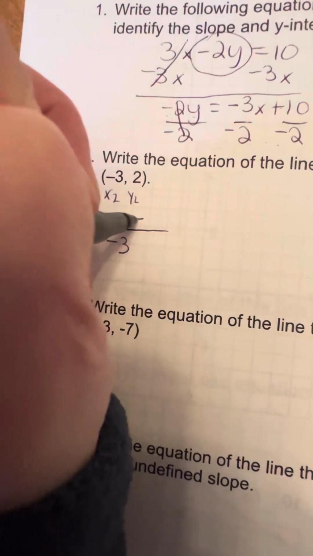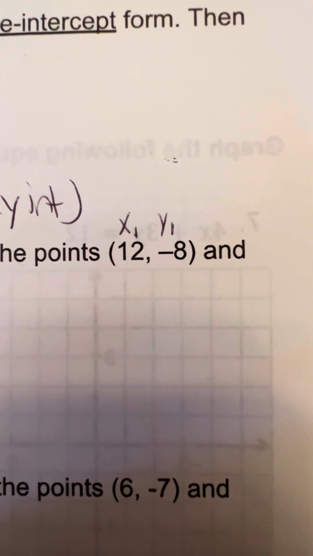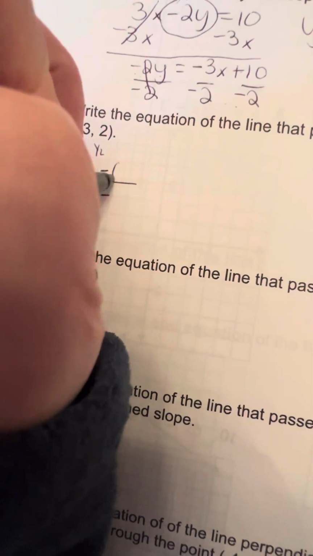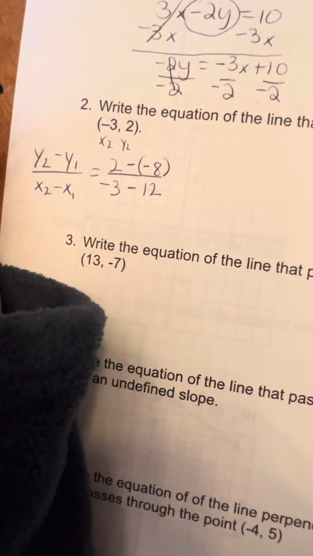And then we're going to do the minus. So minus, minus. It's always minus. And then we're going to put the y1 and the x1. So that y1 is a -8. Even though there's a minus sign here, you still need to put in a -8 there. And then that 12 is after the minus sign.